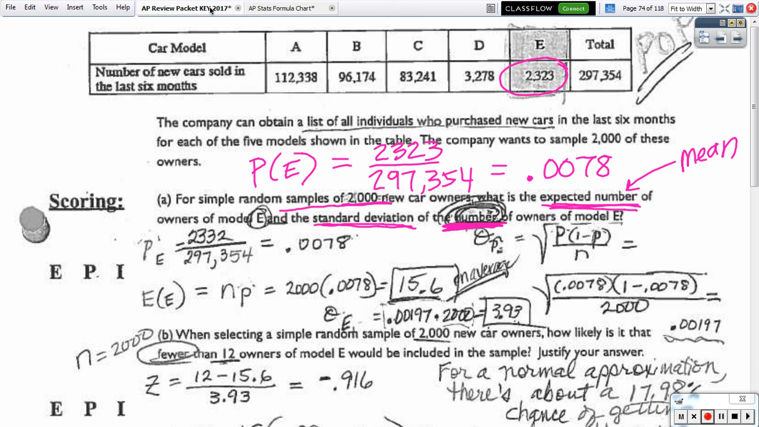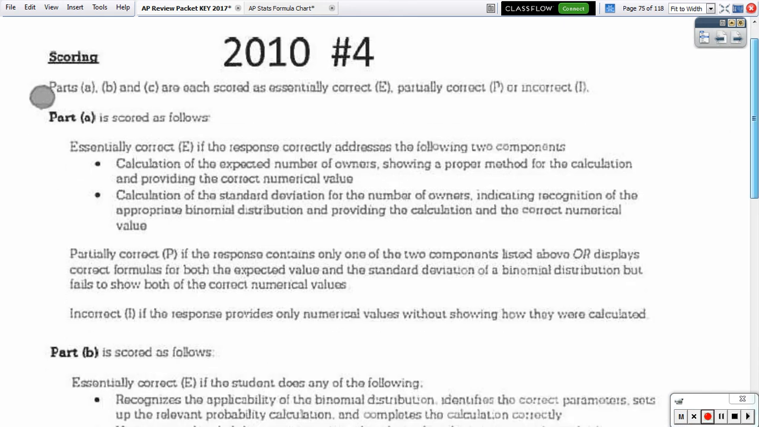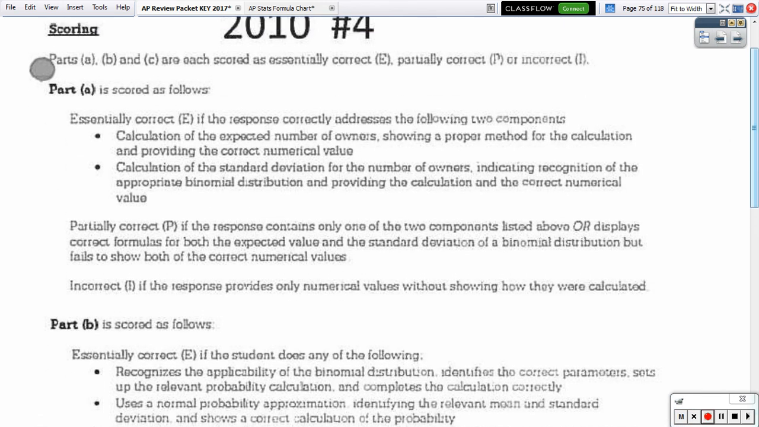Let's see here. So let's see, grading-wise on that real quick. We've got E if the calculation of the expected number shows the proper method for the calculation and provides the correct numerical value. So you had to get the correct method, probably meaning showing the formula, not just putting the answer down. You had to show your two numbers that you multiplied together to get the expected value and the standard deviation.